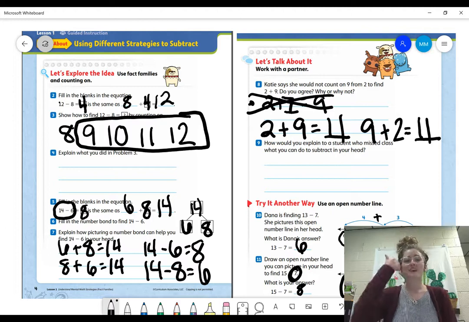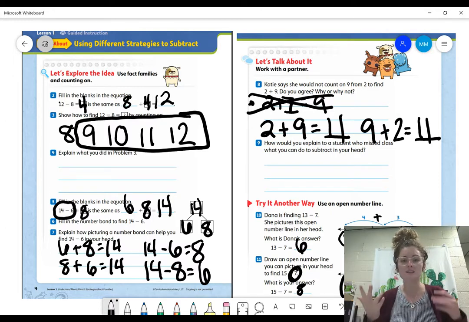All right, second grade Smarties. So we can use fact families, counting on, and open number lines to help us subtract.